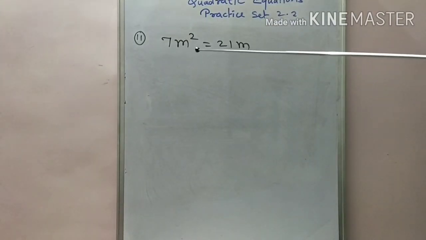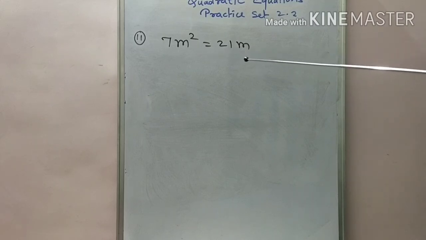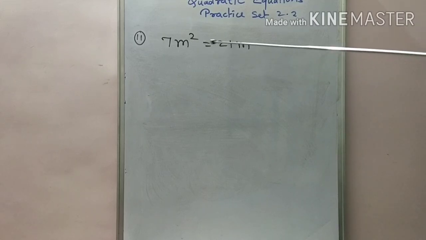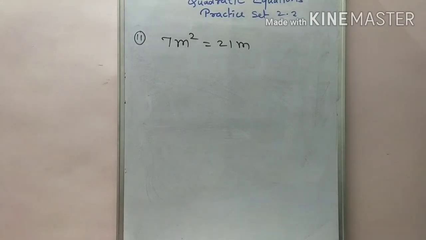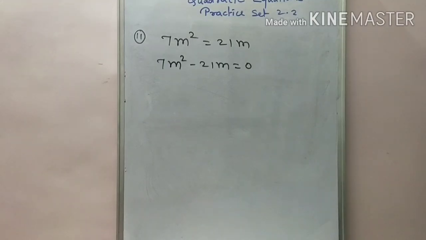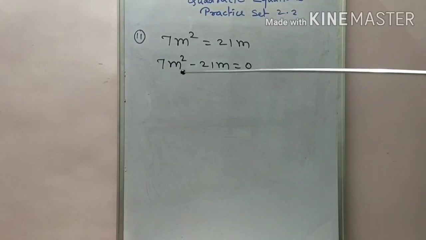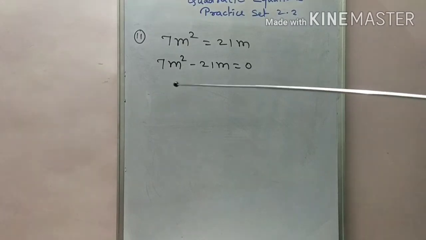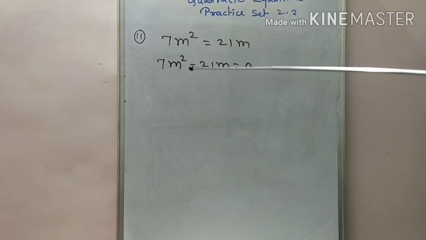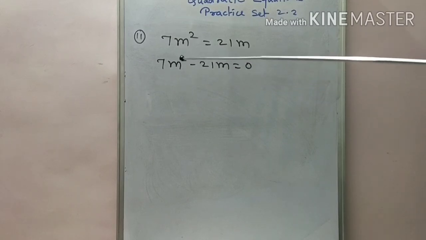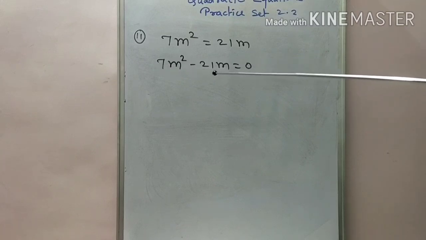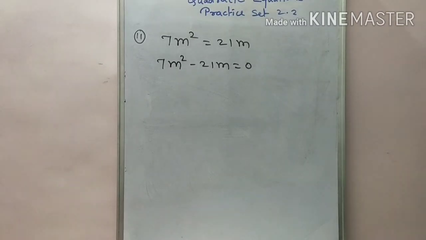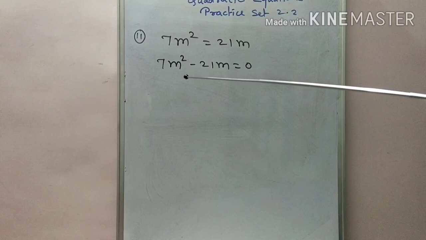In 11th example, the equation is 7m square equal to 21m. So here again we have only two terms. So first we write it in its general form. So the equation is 7m square minus 21m equal to 0. But it is different from the 10th one, okay? Because here we have an m square term, but 7 and 21 are not perfect square numbers. So how do we solve this?